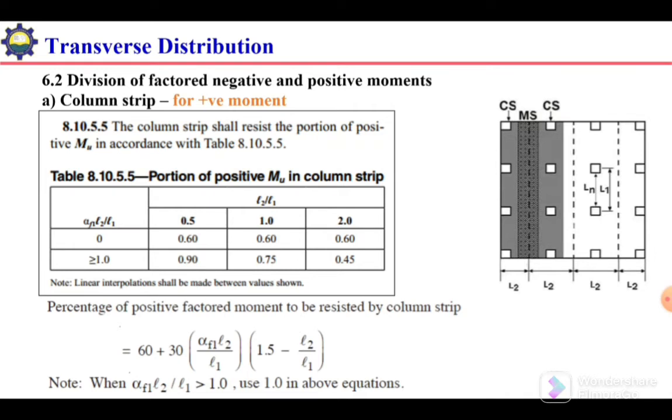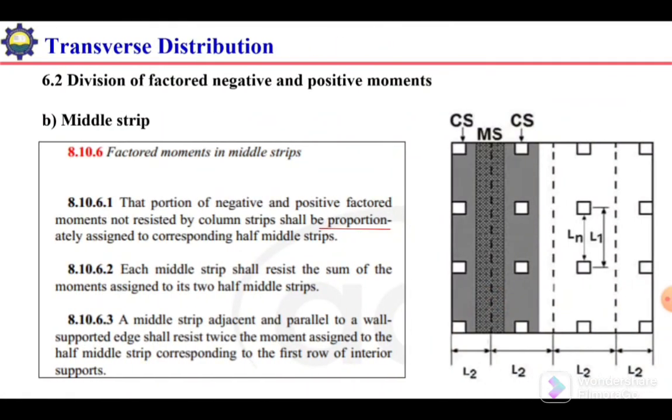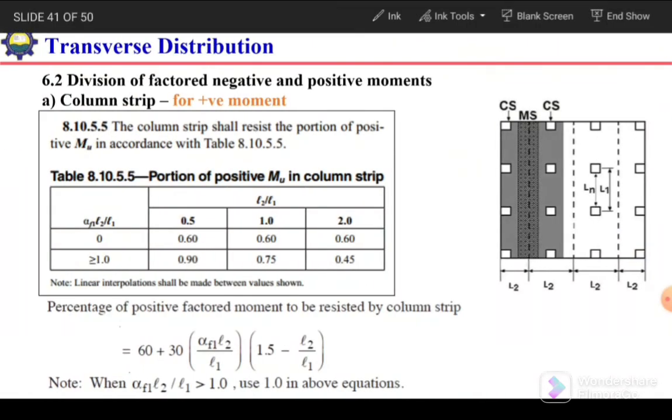Okay, next is distribution of factored negative and positive moments to the column strip for positive moment. In the previous slides, we have discussed the negative moment of the interior support and the negative moment of the exterior support. Now the positive moment, how we can distribute this positive moment to the column strip and middle strip. So again it is based on these 2 factors.